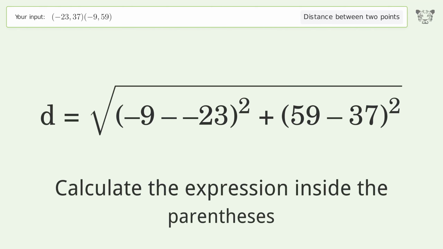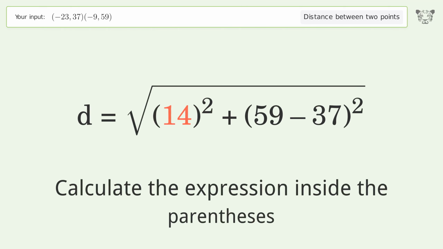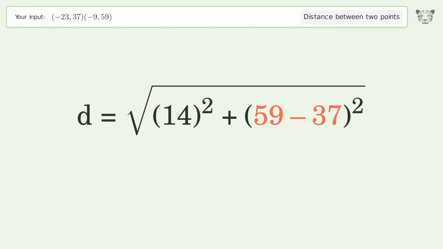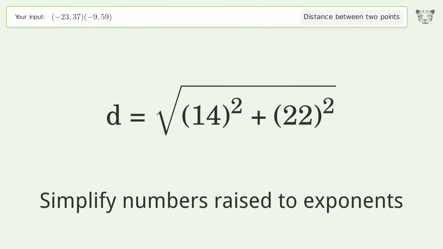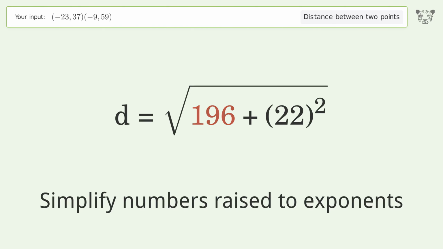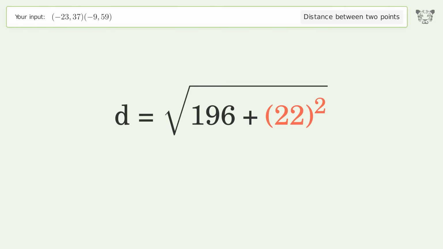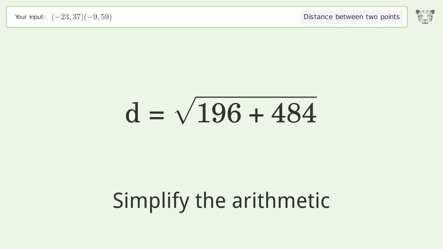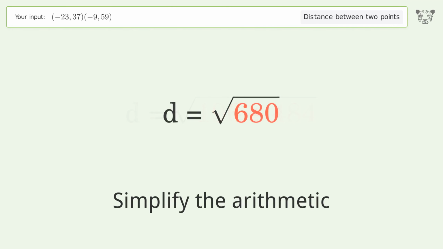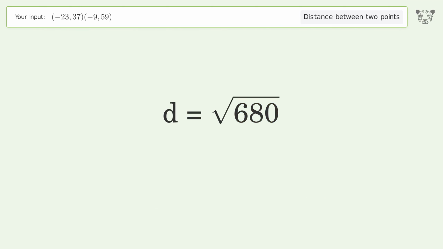Calculate the expression inside the parentheses. Simplify numbers raised to exponents. Simplify the arithmetic. And so the distance between the 2 points is the square root of 680, or 26.077.